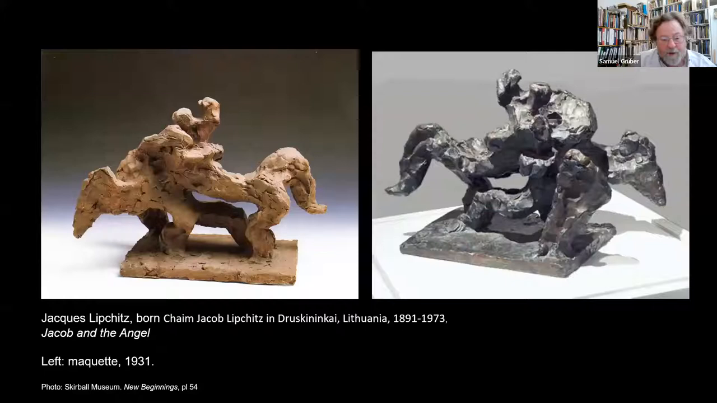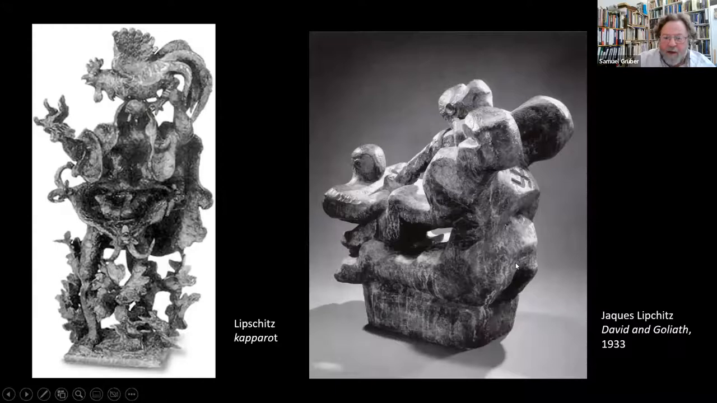Lipschitz was born in Lithuania, and also a modernist influenced by Cubism and by Expressionism, and we see that in works like Jacob and the Angel, and you see he's working in clay, and then it translates into bronze. The work I want to bring to your attention, we'll come back to next week, is the David and Goliath, which is one of the first pieces of sculpture, maybe the first that I know, that is explicitly anti-Nazi.